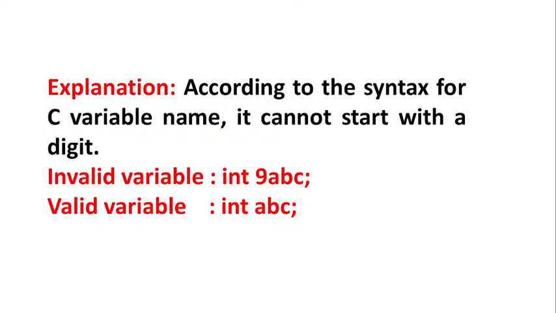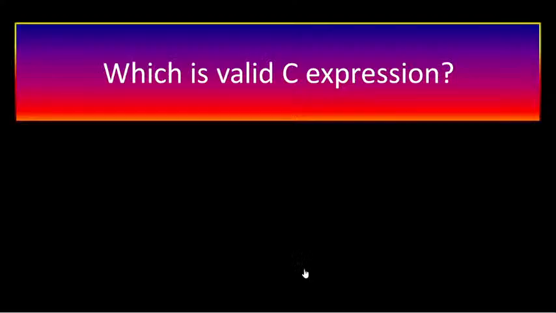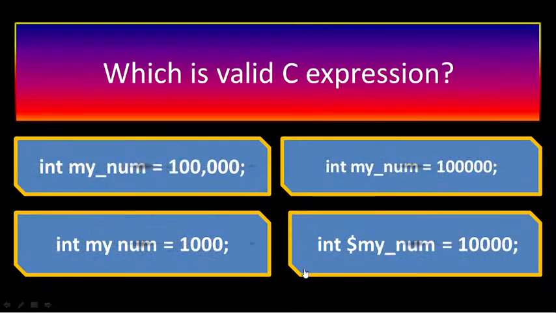Is it clear? So the next question: which is valid C expression? At the time of declaring the variable, you can declare the variable and you can also initialize the value. So at the time of declaring as well as initializing the value, which one is valid? As per this question, which is valid C expression?